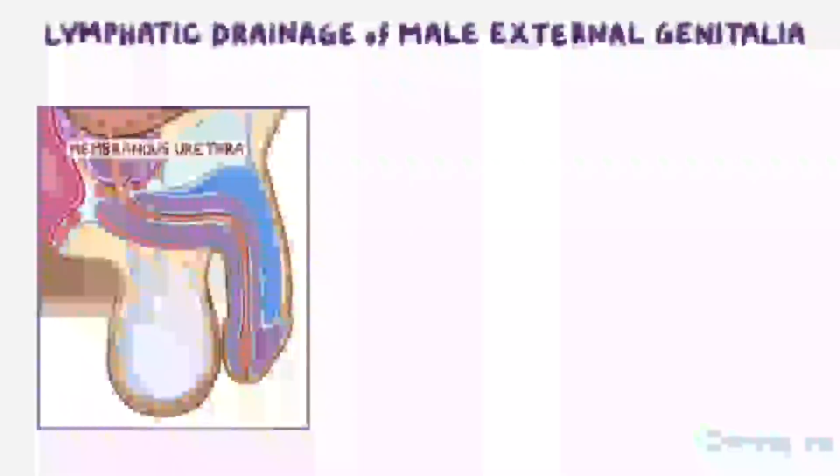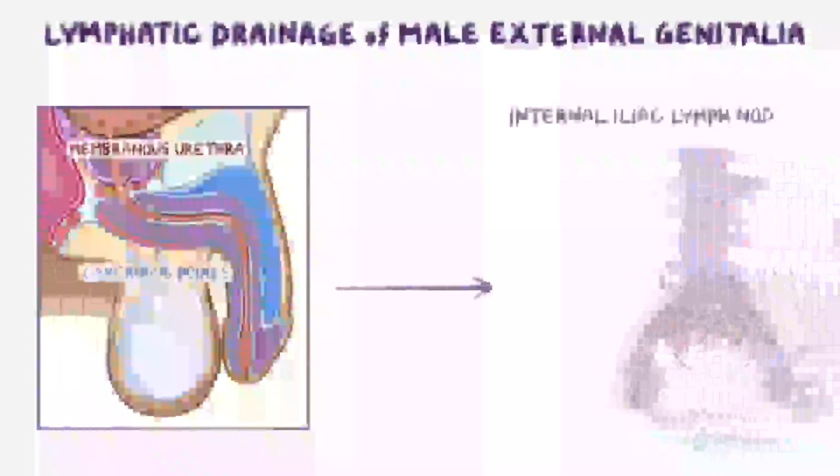Alright, now let's switch gears and discuss the lymphatic drainage of the male external genitalia, starting with the lymphatic drainage of the membranous urethra, which goes with the lymphatic drainage of the cavernous bodies into the internal iliac lymph nodes.